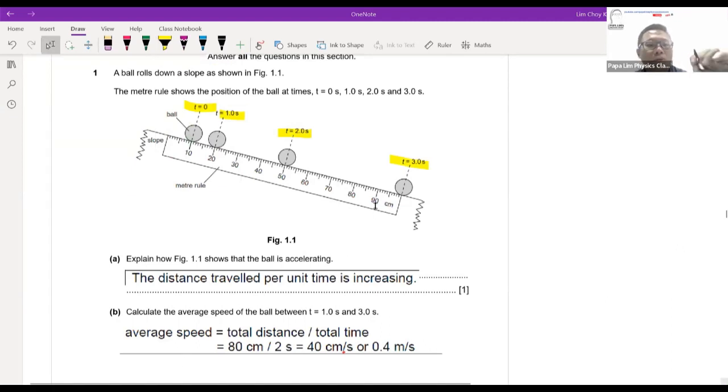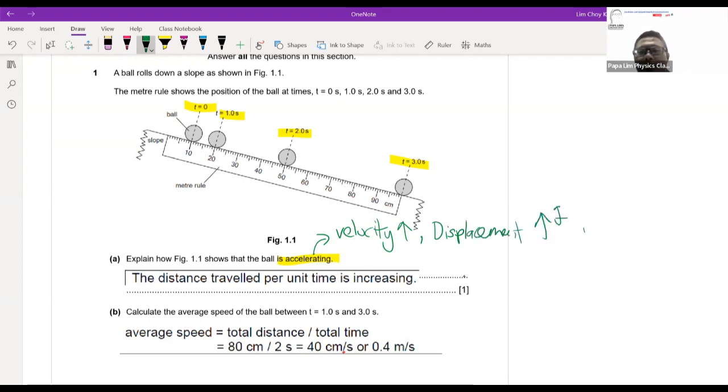For figure 1.1, how does it show that it's accelerating? Now we go back to the basics of accelerating. Accelerating implies that the velocity of the object is increasing. How do you know that the velocity is increasing? One of the most obvious ways is when the distance or displacement of the object is increasing at an increasing rate, which means the displacement is getting faster at an increasing rate.